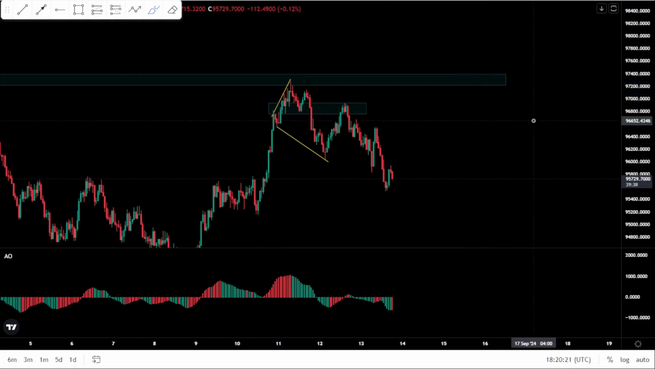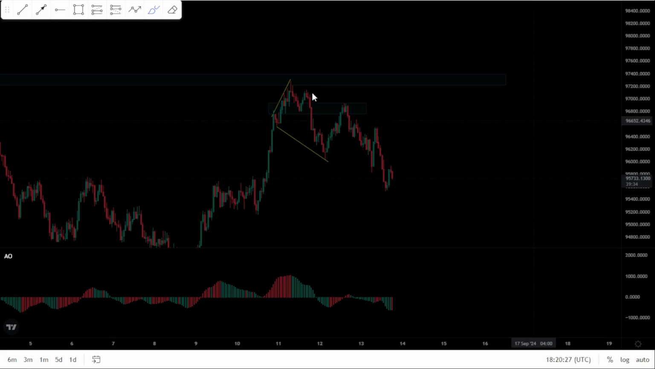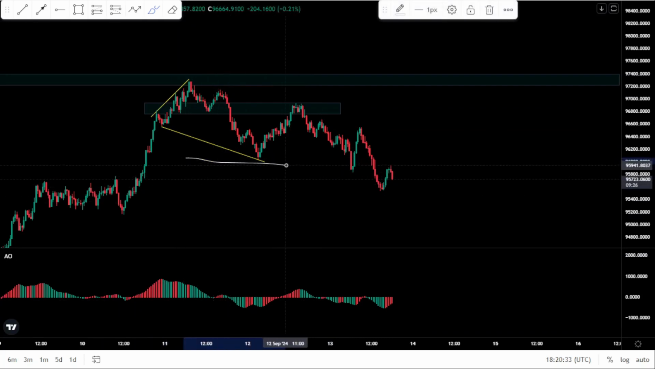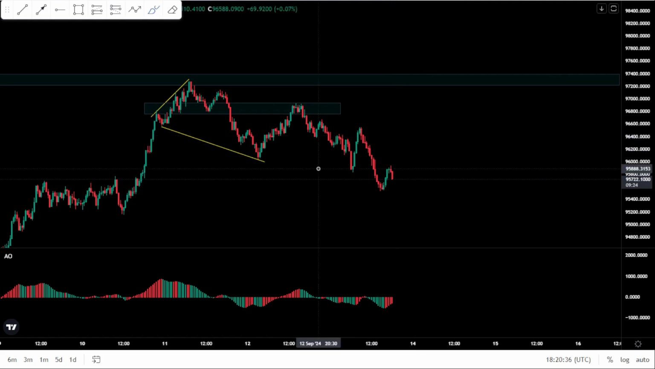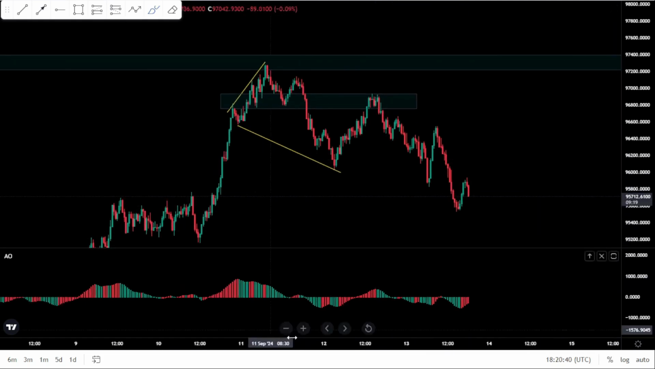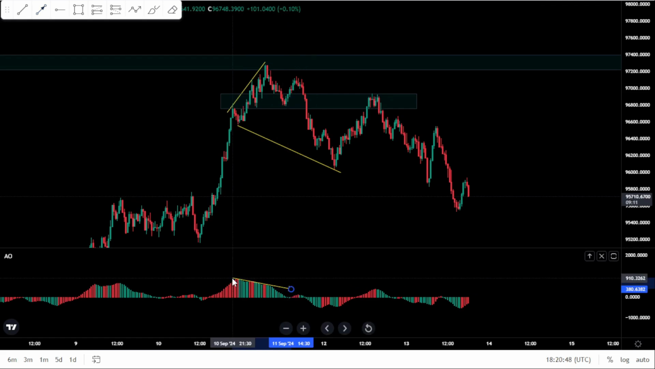So what we want to do is go to the 30 minutes time frame. Sometimes when it's not clear, for example like here, it's not clear. When it's not clear on one time frame, then you can go to the next time frame to see if you can see it. And look at this, it's very clear. You can see here the market was giving us lower lows, right? Lower lows and lower highs.